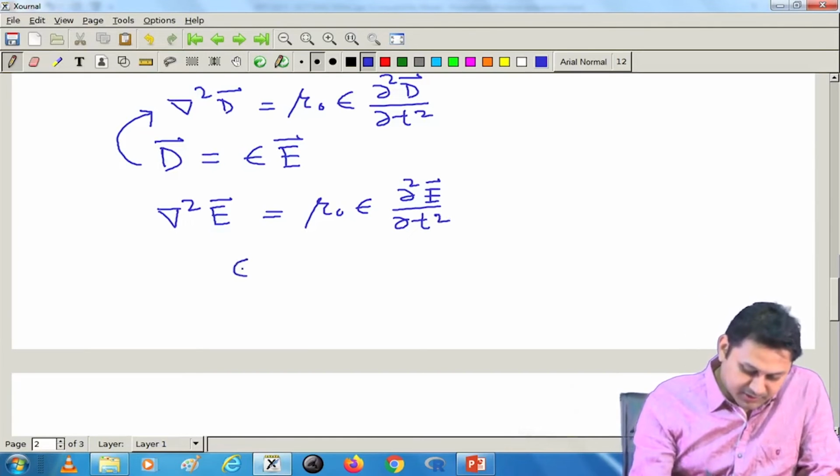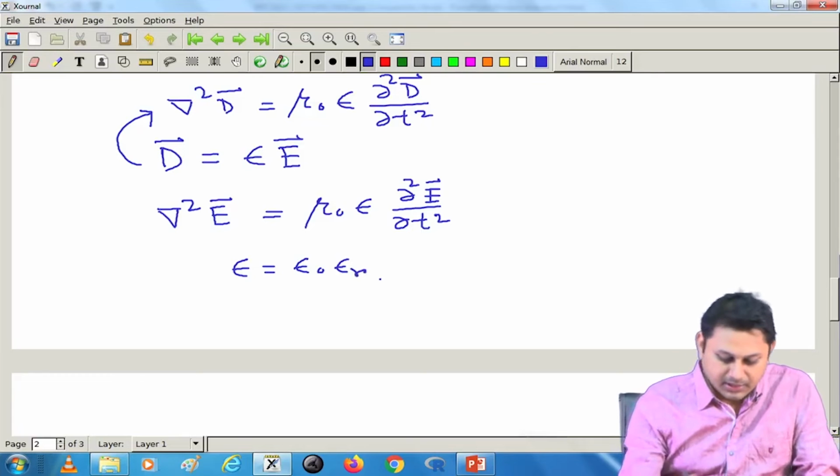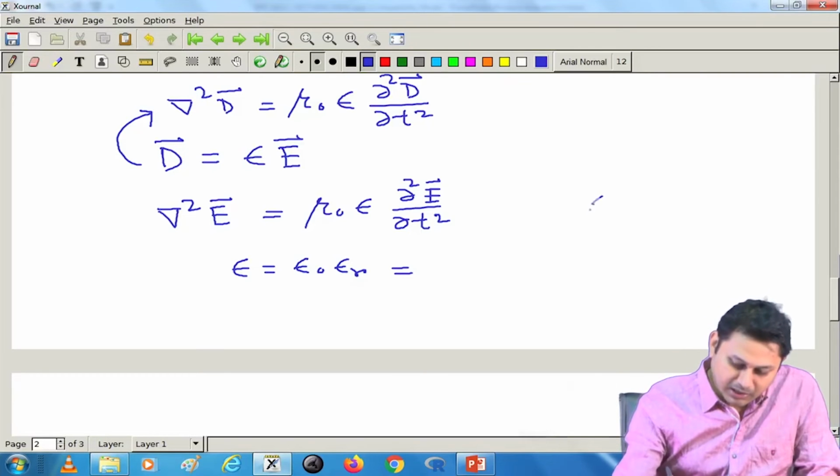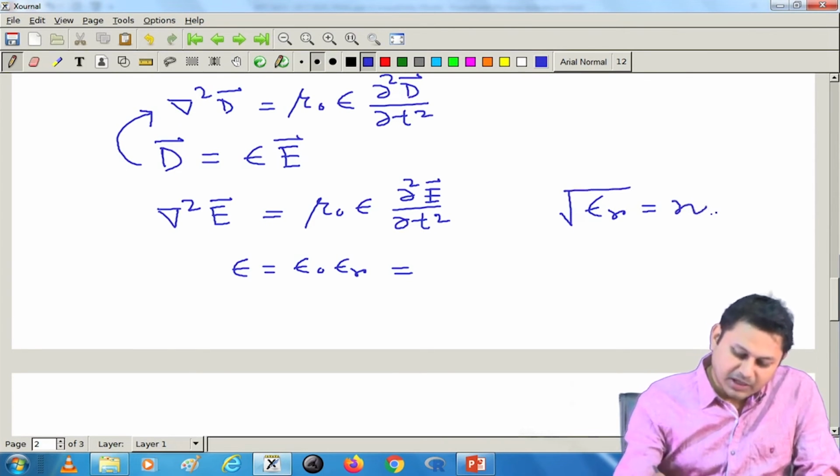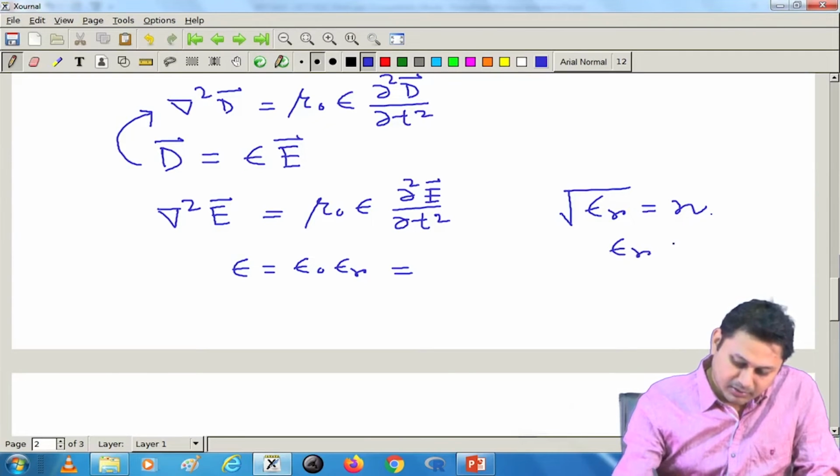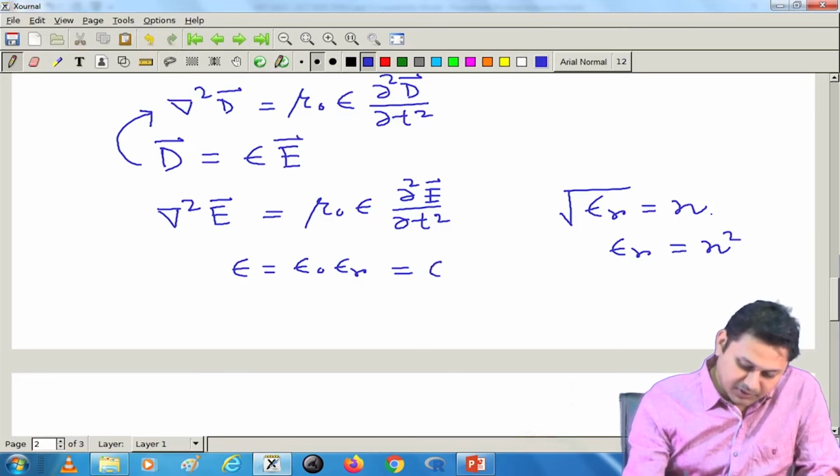Now, epsilon, the permittivity, can be written as epsilon 0 multiplied by epsilon r, the relative permittivity, and we know that the square root of epsilon r is basically the refractive index of the system. So, epsilon r is equal to n square. So, we have epsilon 0 n square.